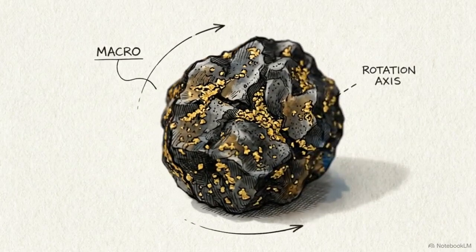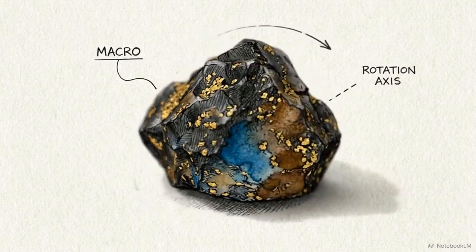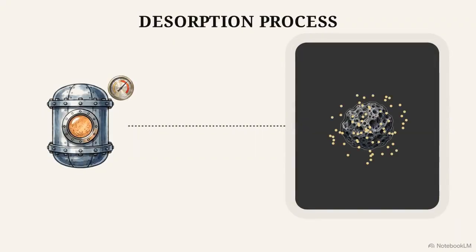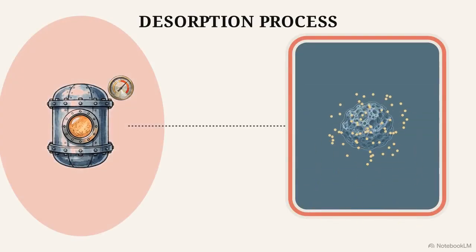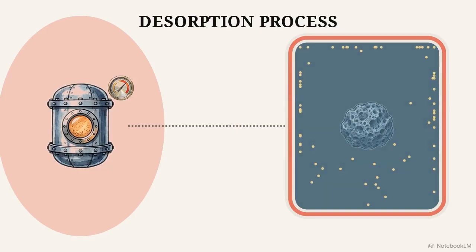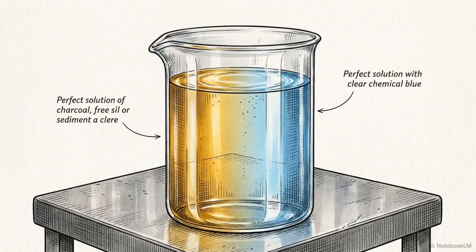of carbon. In this pressurized chamber, we see the desorption process. Operators flood the loaded carbon with caustic sodium cyanide, applying extreme heat. This environment breaks the chemical bond, releasing the gold back into a clear liquid state. This reaction yields a highly concentrated, high-grade liquid gold solution, now separated from both the mud and the carbon.